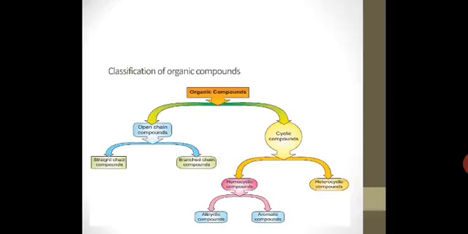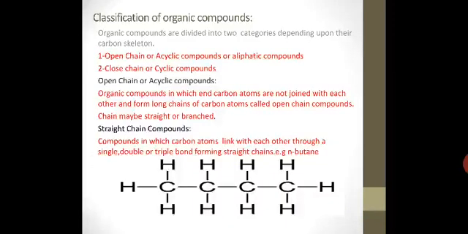Okay. Now classification of organic compounds is like this: we want to place the different organic compounds into a single class that have the same chemical properties. So here is the classification of organic compounds, how we are going to classify the organic compounds.